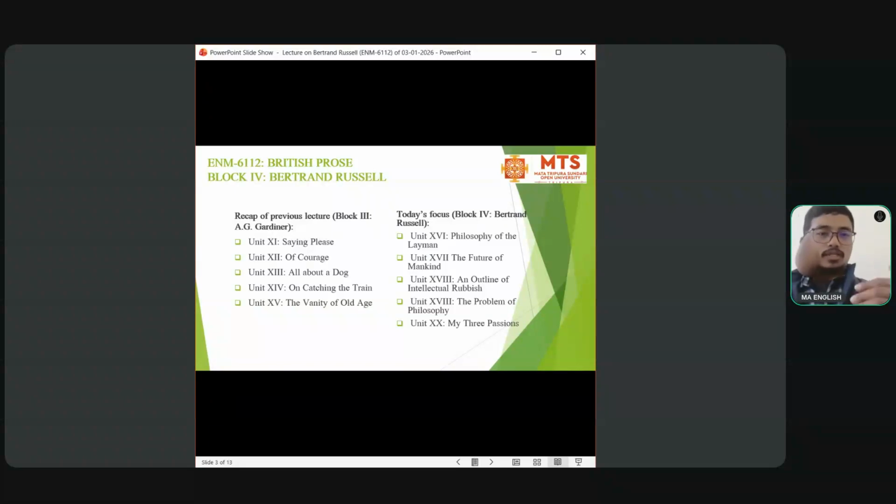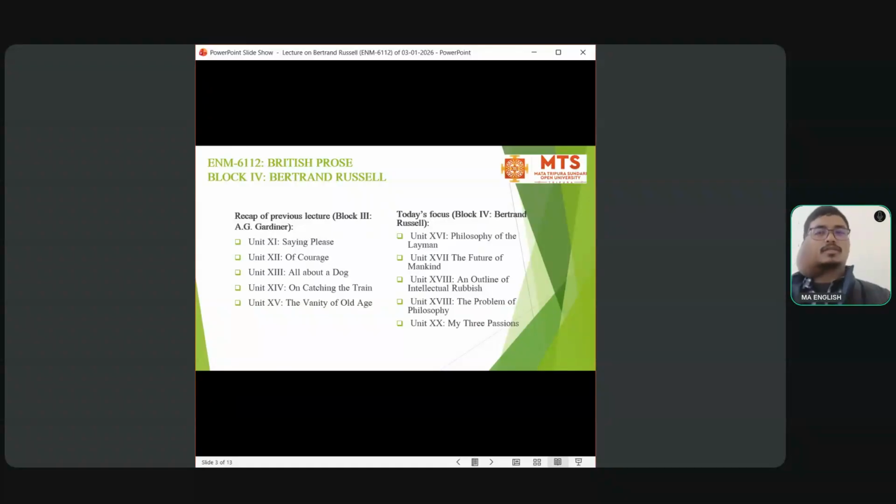As for today's focus, that is on block 4 of Bertrand Russell. Unlike the previous block on A.G. Gardiner, which dealt with light and reflective essays, this block on Bertrand Russell presents serious argumentative prose that addresses philosophy, reason, and human responsibility. The block consists of 5 prescribed units, unit 16 to 20.